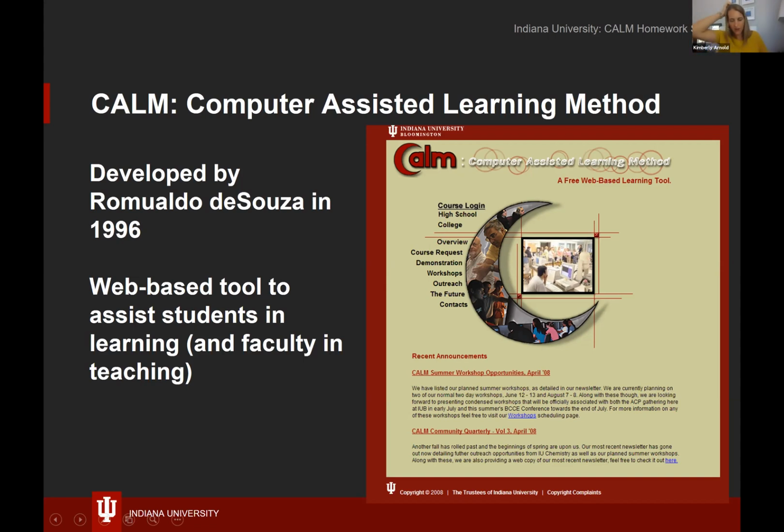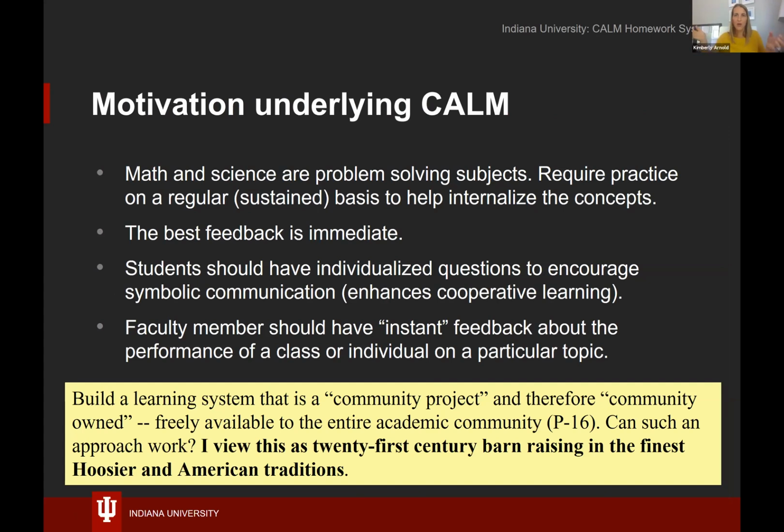So here's the motivation. We know that science classes need problem solving, and you need it repetitive. Okay, you will learn and keep the material if you have regular small chunks of studying versus just one time slamming before an exam. And since teachers have so much to do, if you can have a system that allows you to give feedback to your students immediately, that would be beneficial for them.